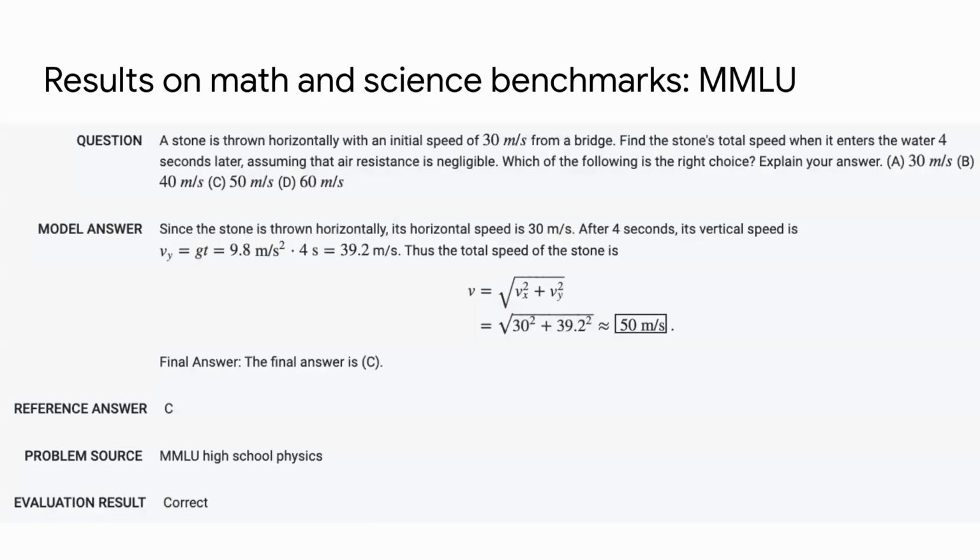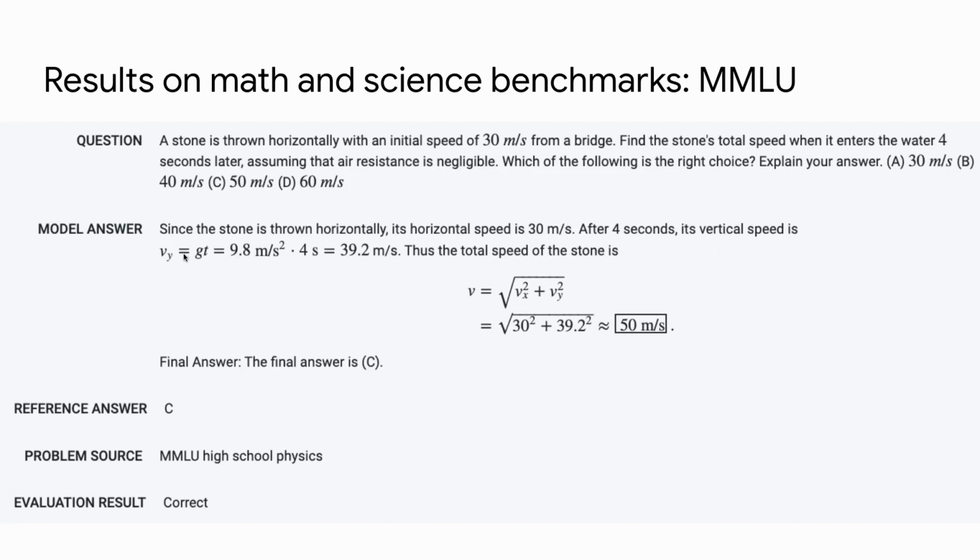Okay, this one I want to show because I really like it, even though I'll run out of time. It's very simple. A stone is thrown horizontally with some initial speed from a bridge. Find the stone's total speed when it enters the water. So it's a multiple choice question again, and the model does, since the stone is thrown horizontally, this is the speed.